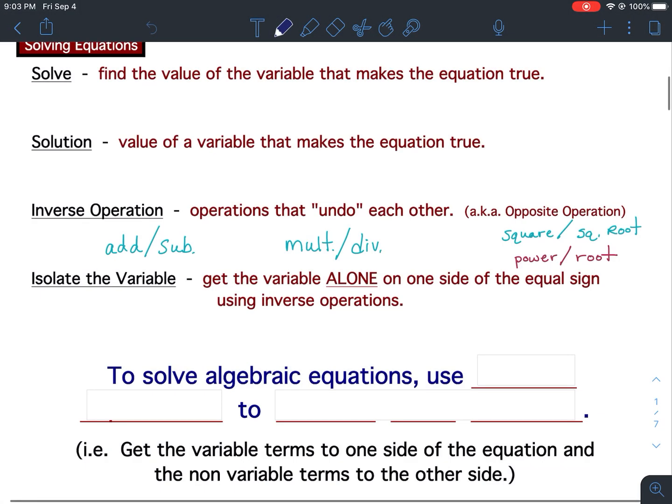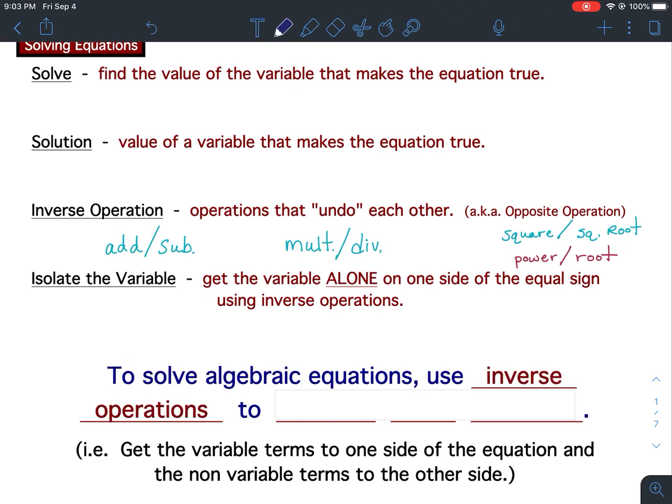So again, you want to use inverse operations to isolate the variable. To solve an algebraic equation, you use inverse operations to isolate the variable. In other words, we are going to get our variable terms to one side of the equation and non-variable terms to the other side of the equation. And what separates the two sides of the equation? An equal sign. If you have any questions on the definitions, let me know.